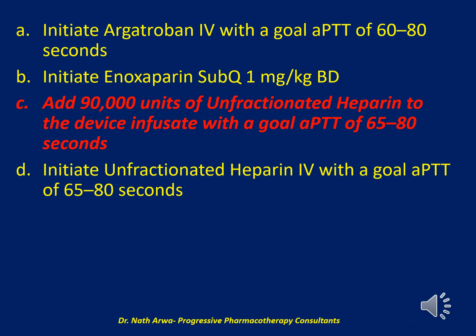And the correct answer is C. Add 90,000 units of unfractionated heparin to the device infuse set with a goal APTT of 65 to 80 seconds. The tandem heart device requires a heparin-based infuset in normal saline at a fixed rate of 10 ml per hour, making answer C the only correct option.